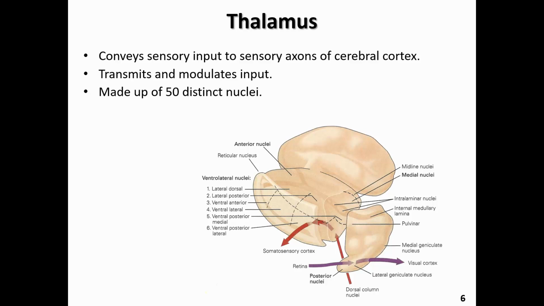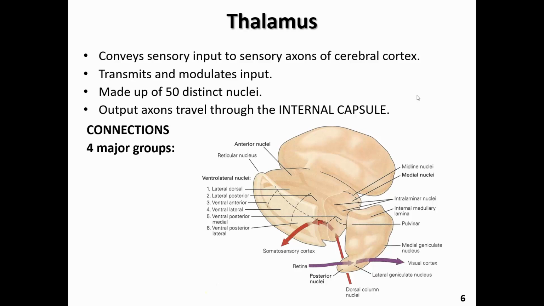The thalamus is made up of 50 distinct nuclei. Once again, when we talk about nuclei or a nucleus, it refers to a cluster of neurons inside the central nervous system. And once information comes in, information goes out, and those output axons travel through what's called the internal capsule in the brain. There are four major groups of connections described in terms of the physical location and cluster of the thalamus, and that would be the anterior group, medial, ventral, and posterior groups.